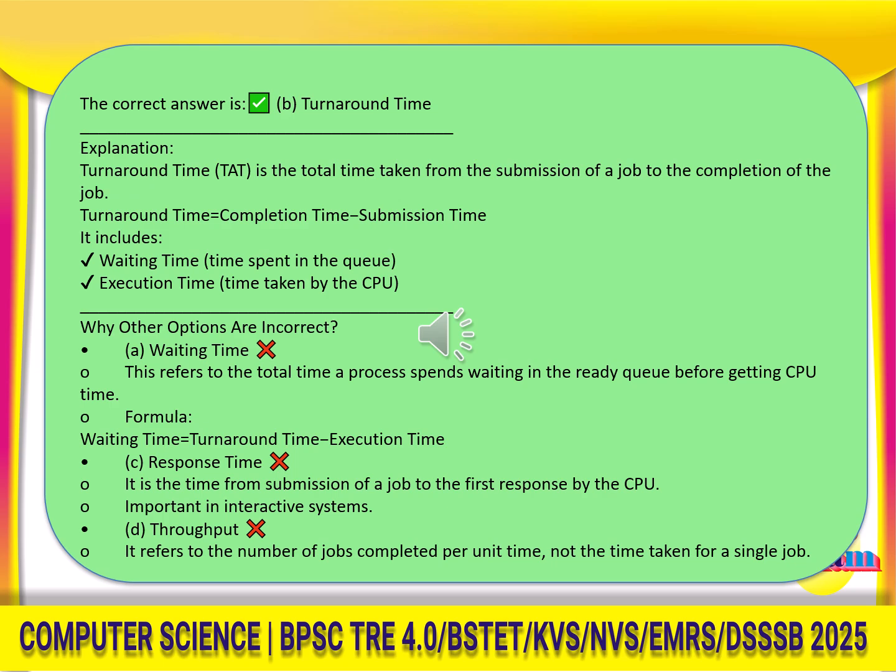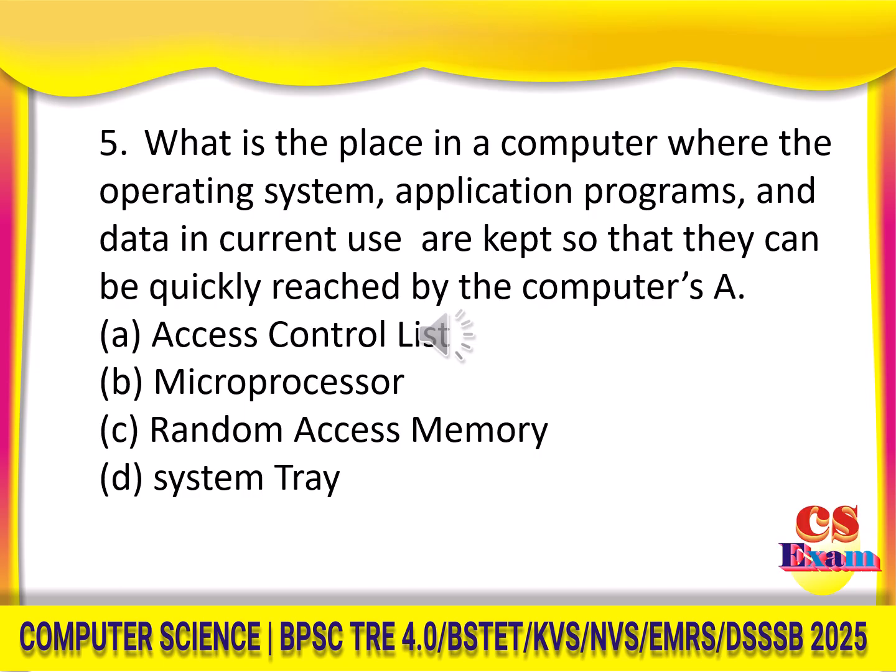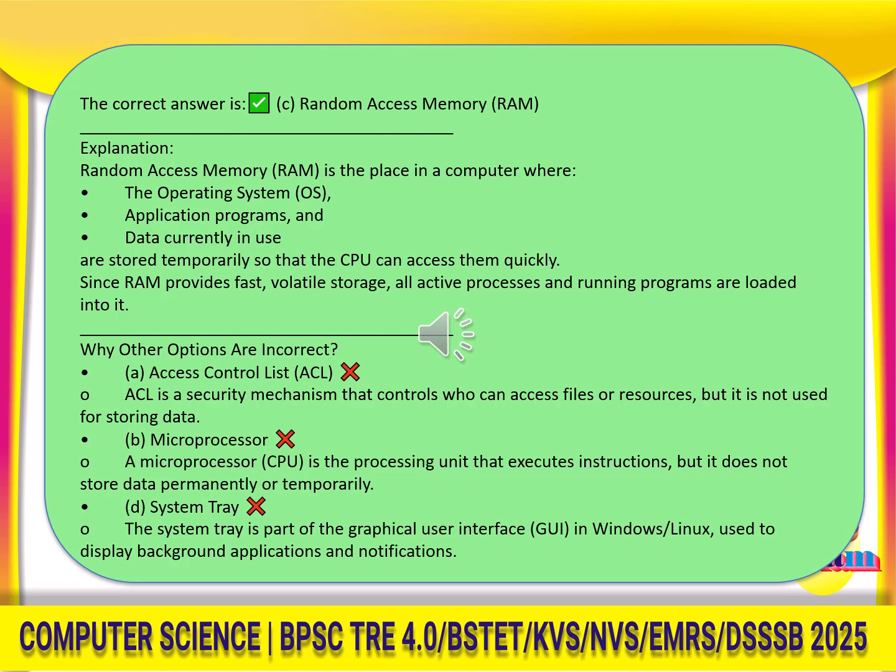5. Which is the place in a computer where the operating system, application programs, and data in current use are kept so that they can be quickly reached by the computer? A. Access control list. B. Microprocessor. C. Random access memory. D. System tray. The correct answer is C.